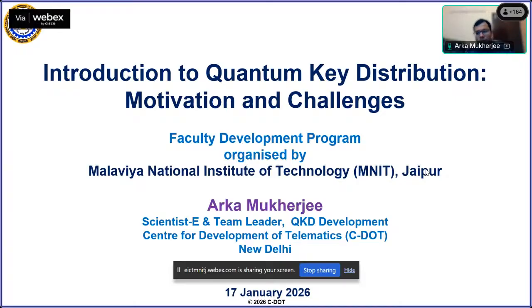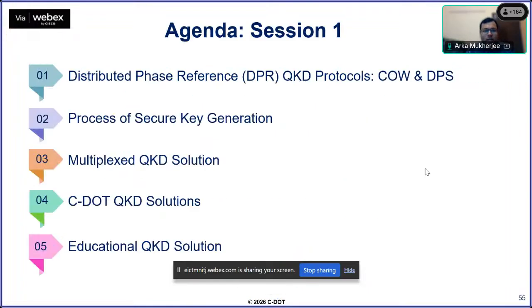First, in the first half, that is called differential phase reference protocols. Under which there are two protocols. One is called coherent one-way, or COW, and the other one is called differential phase shift, or DPS. In these two protocols, I will also explain how the secure key generation happens through a detailed animation.